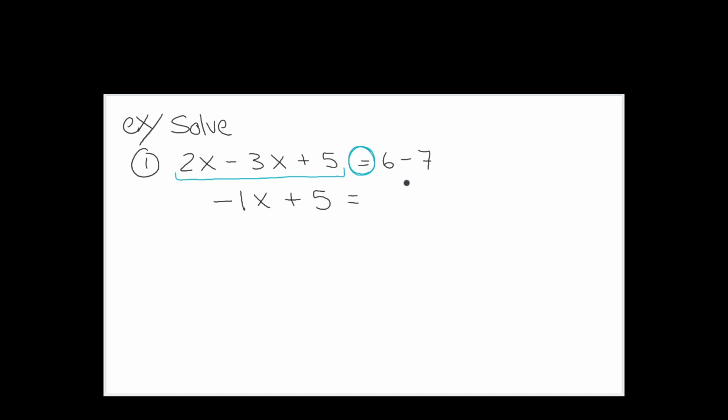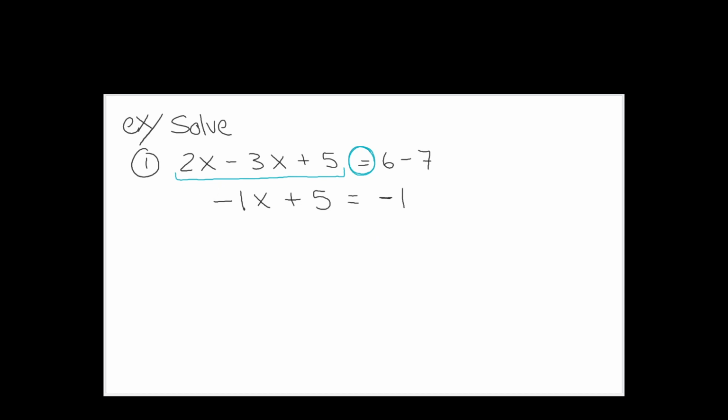Now on the right-hand side, I got 6 minus 7. Ooh, got a thing for negatives today, right? 6 take away 7 is negative 1. And now, this is slowly coming back to those nice fundamental problems we saw in the previous video.